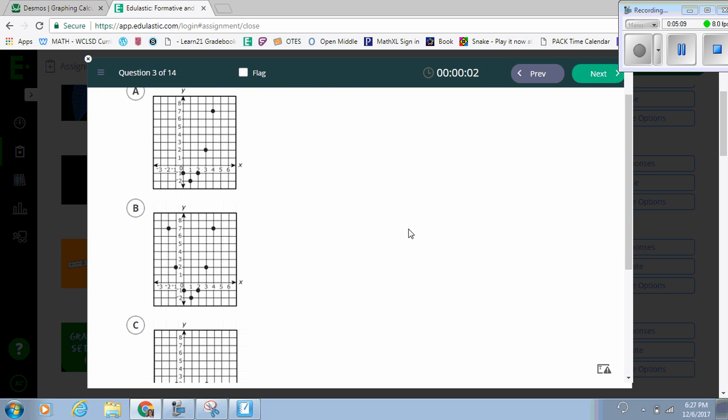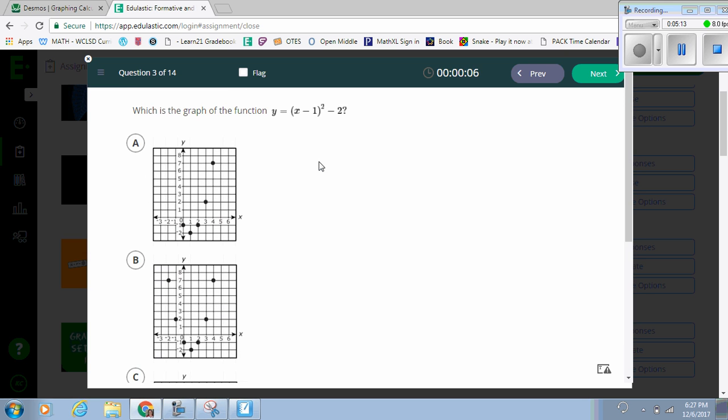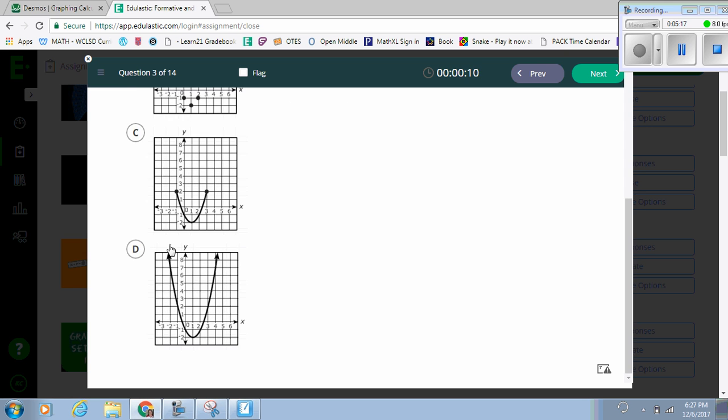Okay, which is the graph of the function? All of these actually are the same graph, but anytime you graph a parabola, you need to make sure you have straight lines with arrows on the end. So it's going to be D.